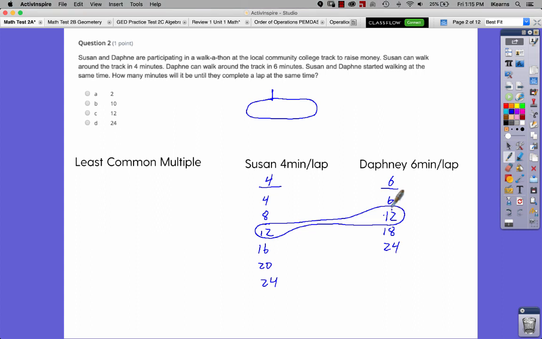Okay? But they're not asking for the number of laps. They're asking for how many minutes will have been completed, and it's 12, which is C. They also will cross again at 24, but again, that's not the first time. They'll cross at 12 the first time.